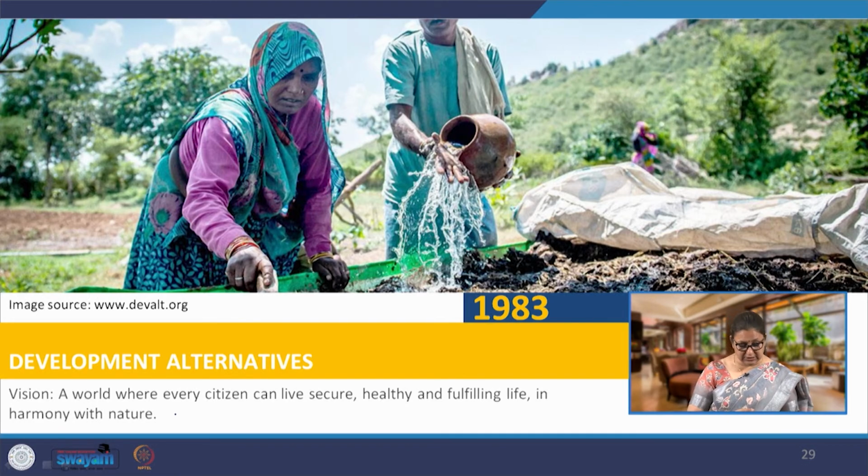In 1983, this Development Alternatives as an organization was formed. There are several organizations, and I am skipping through a lot of events because there are many. You can find out about them, but the idea was that every citizen should be able to live a secure, healthy and fulfilling life in harmony with nature across the world. So, we are not just talking about the developing countries or underdeveloped countries, but we are talking about the entire world where people have a healthy and fulfilling life.